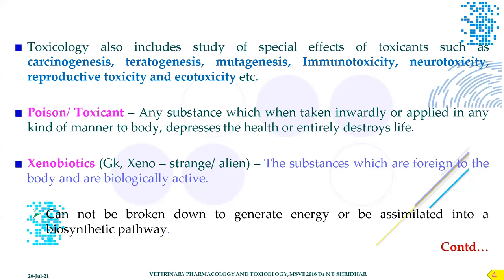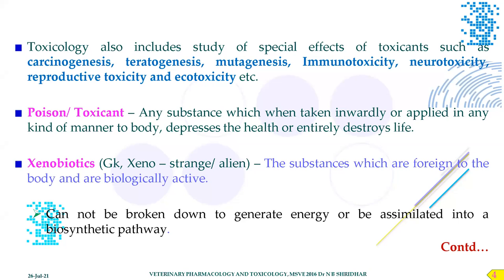Apart from this, the scope of toxicology has now widened, and it includes the special effects of toxicants, like carcinogenesis, which deals with cancer-inducing toxicities. Teratogenesis means monster fetuses, then mutagenesis, meaning changes at the cellular level, and also immunotoxicity, immunological toxicity. If the poison is dangerous to the nervous system, then neurotoxicity, maybe central or peripheral. Then reproductive toxicity, ecotoxicity, etc.